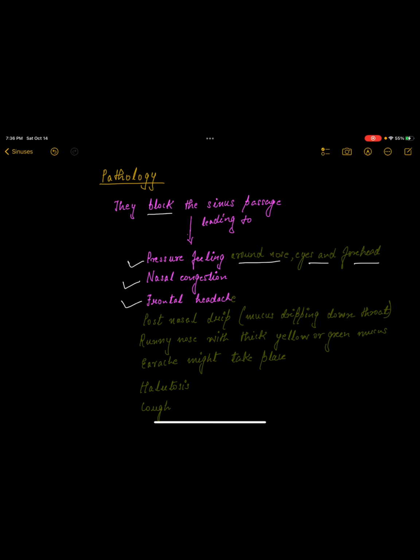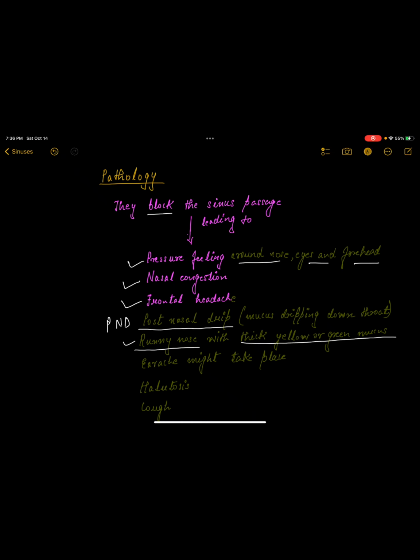And one more symptom is known as post nasal drip, or PND. Post nasal drip means the patient will tell you, doctor, I have a constant desire to clean my throat. And a runny nose, known as rhinorrhea, and there will be a thick yellow and greenish mucus.